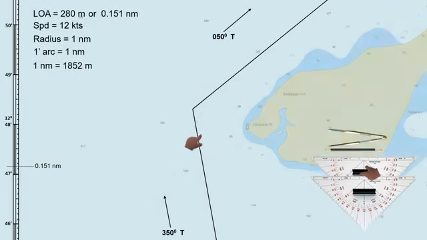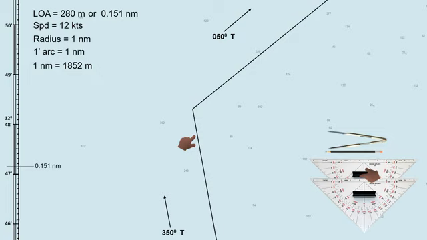How about if there is no reference point? How can we determine our wheelover point? This is the second method I will discuss in this video on how to determine the wheelover point. I will use the same length overall, speed, radius, and the planned track on the same spot, so that we can compare this later on from the first method.